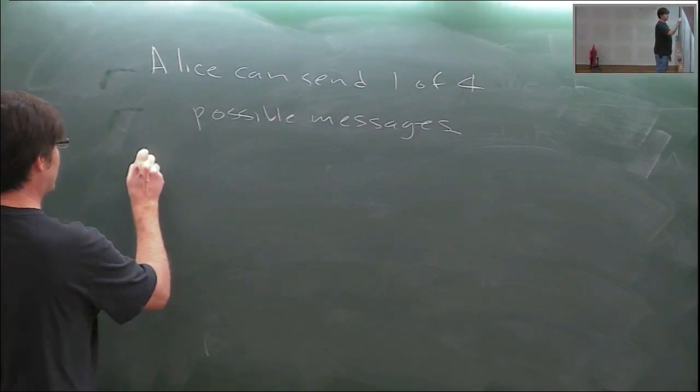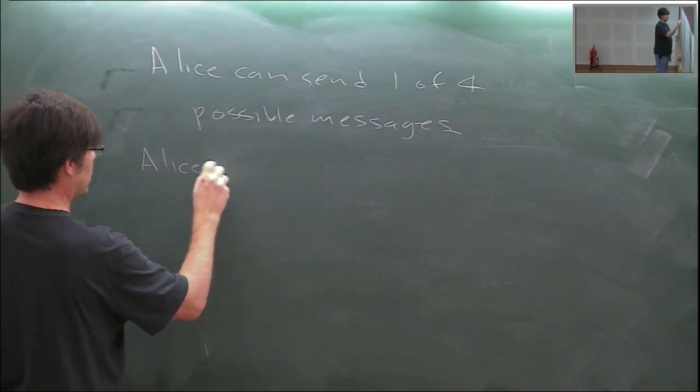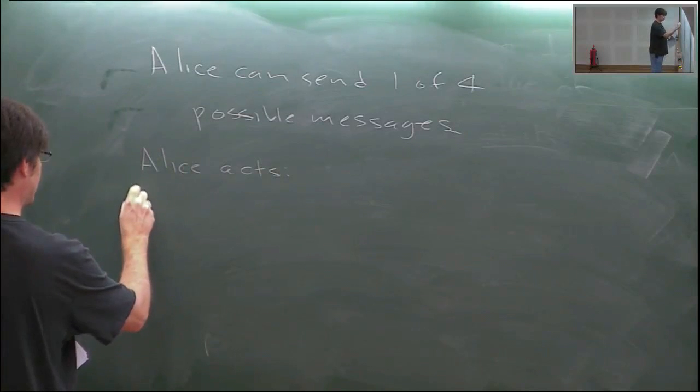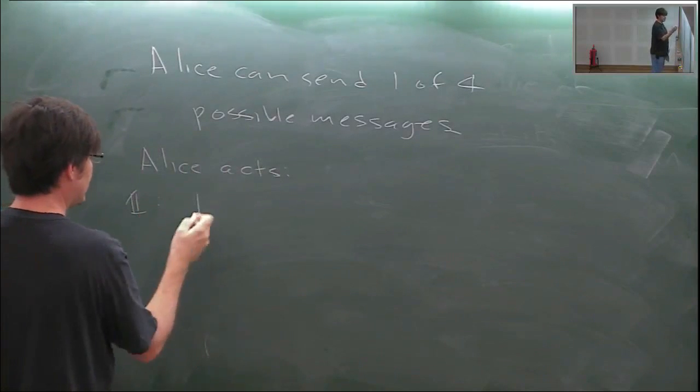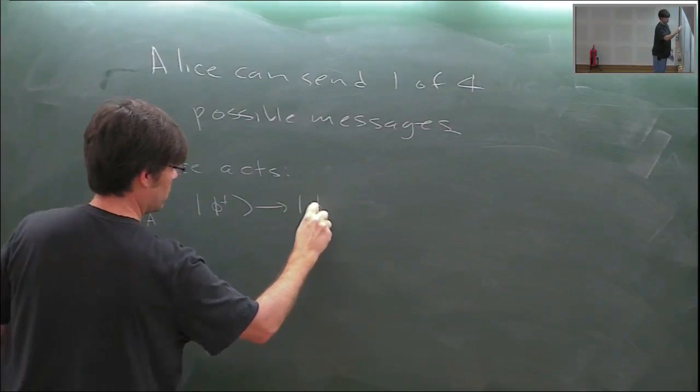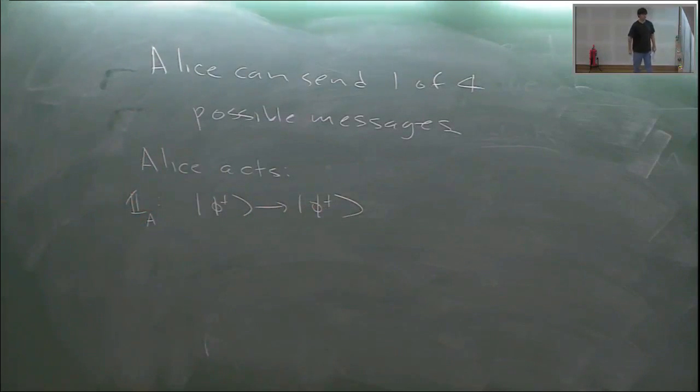So the 4 possible interactions are, first, that Alice acts with the identity. If she acts with the identity operator on her qubit, it's clear that that will do nothing. It will map phi plus to itself.